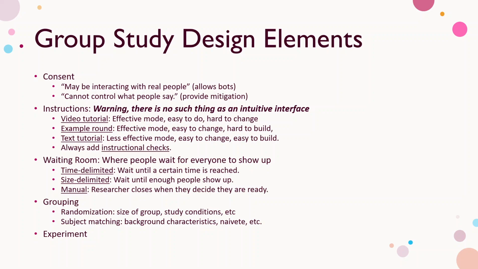And generally the consent can be the same as your generic consent. The 2 things that you'll want to do is mention that people will be interacting with real people. And you'll want to use the phrase may be interacting. Because if you are interacting with bots, you don't want to tell them that they're real people. That's deception. Unless you have a deception study, which is its own thing. But generally, you want to say may be interacting with real people. And you'll also want to mention that you can't control what those people say or what they do.